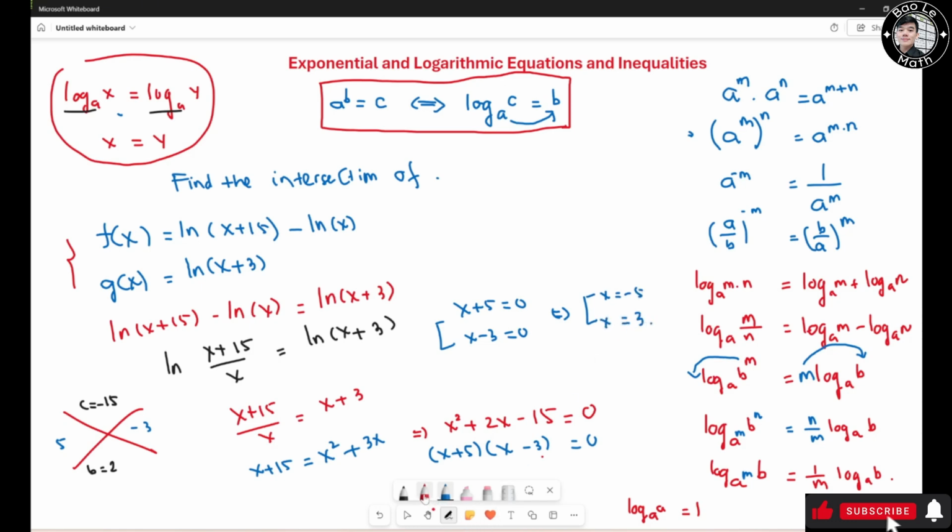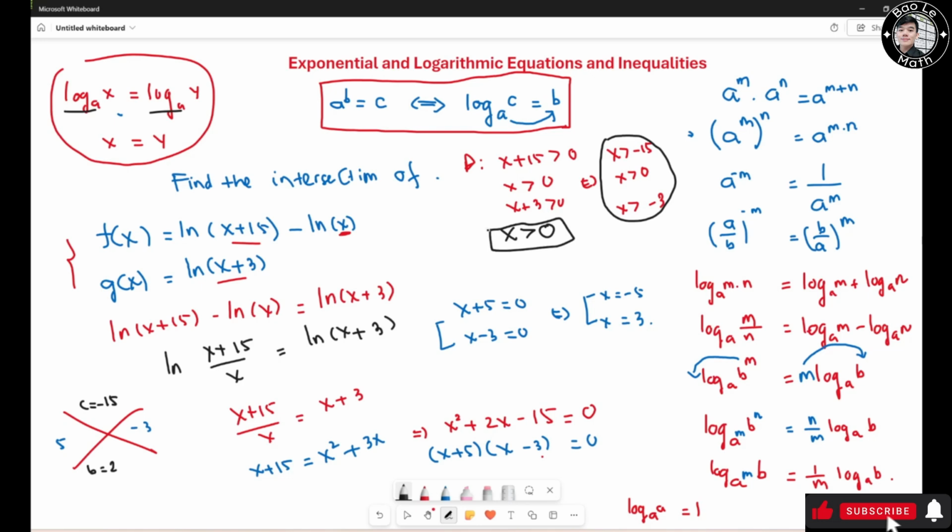Now, don't forget to find the domain, right? The domain of this one: s plus 15 greater than 0, s greater than 0 right here, right? And then s plus 3 greater than 0, right? Now this turns out to be s greater than negative 15, s greater than 0, and s greater than negative 3. Alright, so if I combine these three conditions, the final answer for the domain is s must be greater than 0, right? This is the domain. Now I have two solutions right here, only this one is satisfied, right?